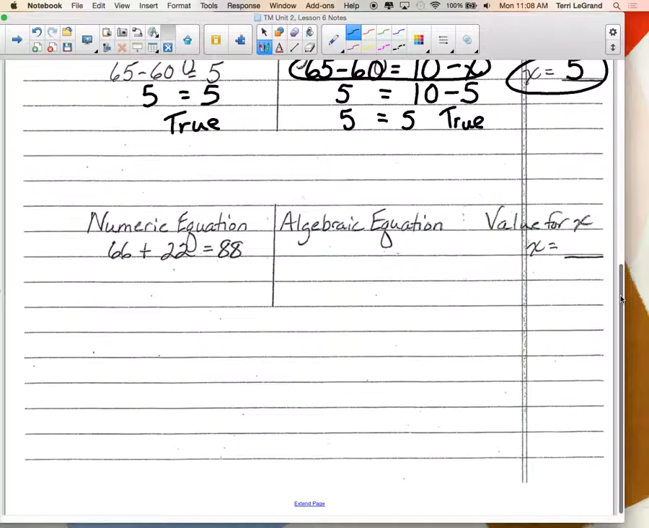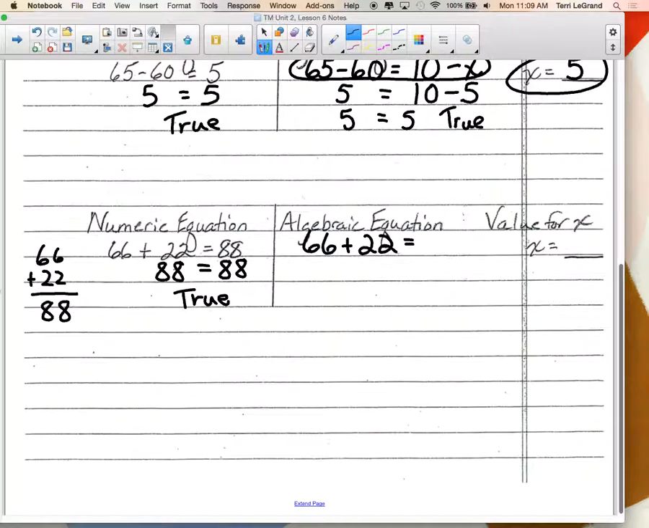Questions? Okay, let's make sure this is true first of all. 66 plus 22. 66 plus 22. What is that? 88. Okay. So that's a true statement. So how are we going to start our algebraic equation? Not 62, but yeah, 66 plus 22 equals. I'm tired of subtracting. Give me something I don't want to subtract this time.